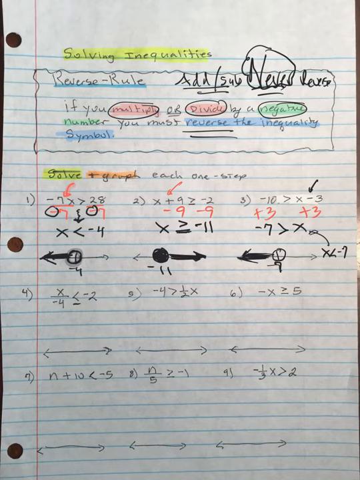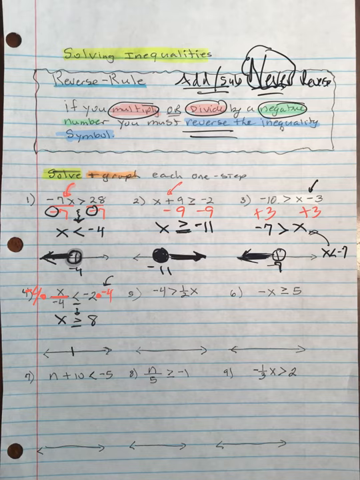Number 4, remember how you undo division. So we undo dividing by negative 4 by multiplying by negative 4. So we want to make sure that you guys are using the right operation. Show that multiplication on the side. And therefore it's x. And because we multiplied by a negative, we have to reverse the symbol. So we'll put a little arrow to emphasize that we had to reverse it.